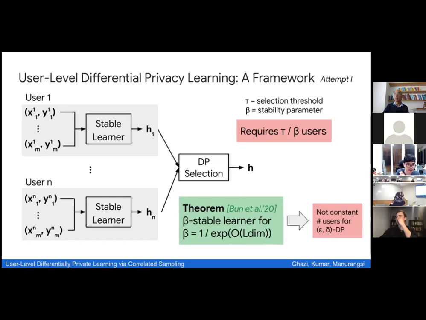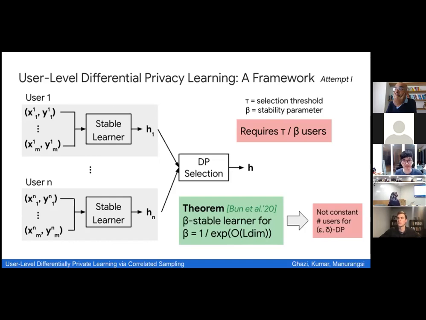I see. Okay, so you don't have to have the final output to be stable. It could be stable with parameter beta, or it could be not. So the point is that we want the algorithm to be just private. Yes, that's right. We only use the stable learner as a subroutine, but the final algorithm that we construct, the main claim is that it's private. Yeah, it's user level private.